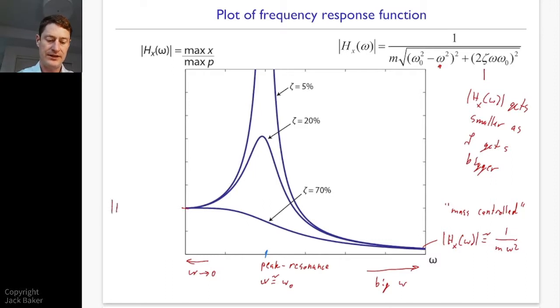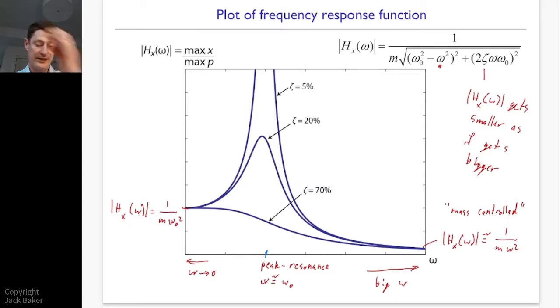So on this side, the modulus, what does it want to do? If I look at omega close to 0 in my top equation, I'm going to have a minus 0 squared here, so that's not going to play a role. And the omega heading towards 0 here also zeroes out this whole term. So all I'm left with is omega naught squared inside the square root. So we end up with 1 over m omega naught squared.